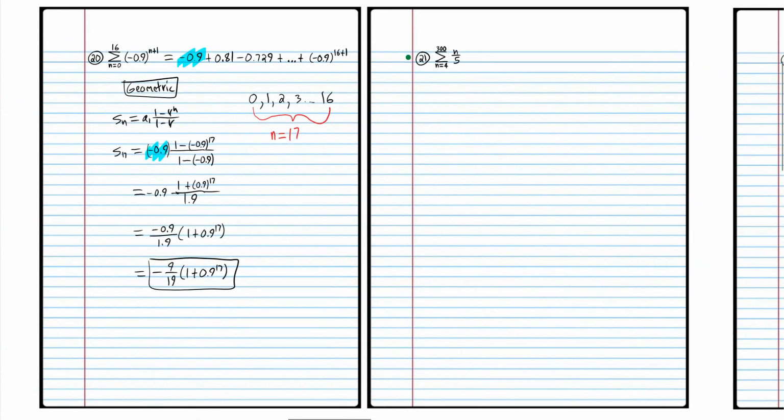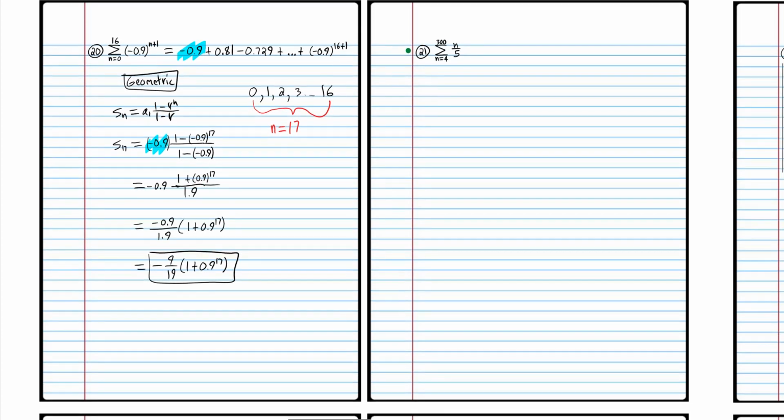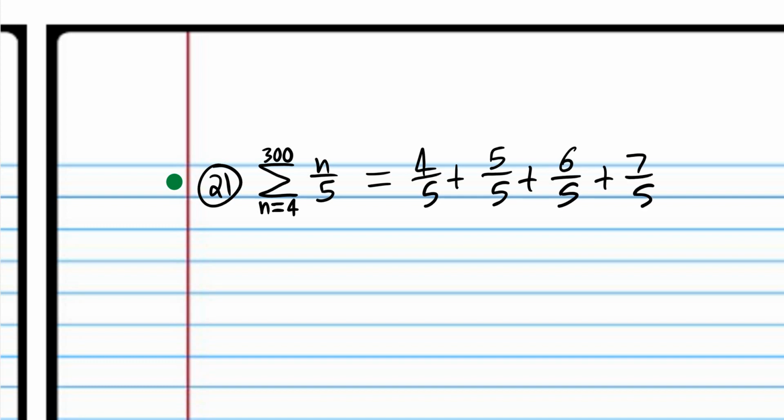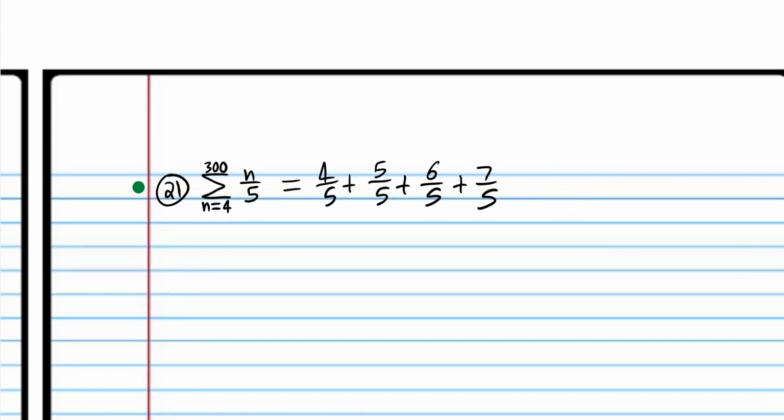And when you come back, we'll do it together. Alright, we're back. So if n equals 4, you've got that term, and if n equals 5, you've got that term, and if n equals 6, you've got that term, and 7, you've got that term, and so on and so forth.